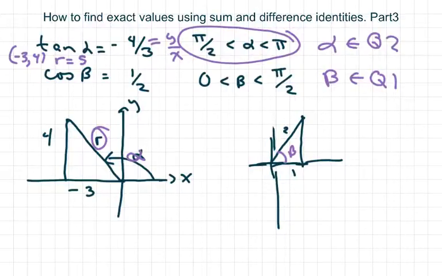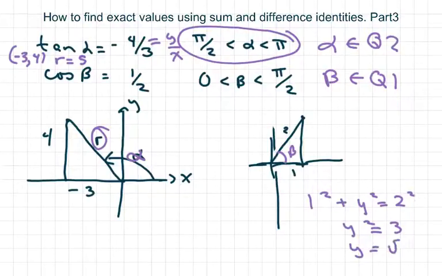On this one, for my beta belongs to quadrant 1, and I have my r, and I don't have my y. So I'm going to use 1 squared plus y squared equals r squared. So we get y squared equals 3, because that's 4 minus 1, and it's going to be positive, so y is going to be square root of 3. And then we can fill everything out. So now that we have our x is 1, and our y is square root of 3, and our r is 2, we can fill everything out and find all the information.